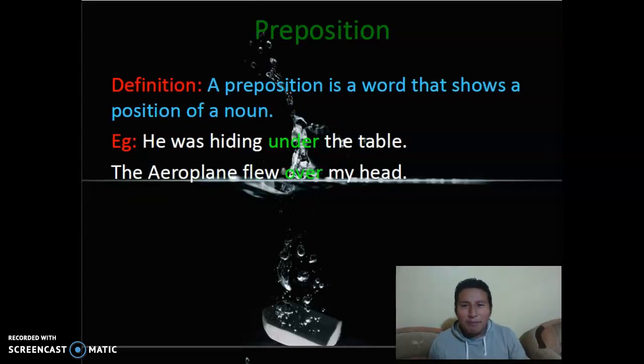Let's continue with preposition. What is a preposition? A preposition is a word that shows a position of a noun. Example: he was hiding under the table. The airplane flew over my head.